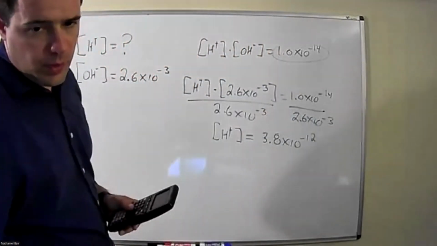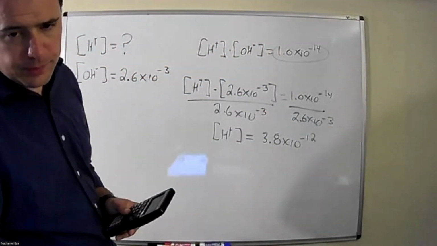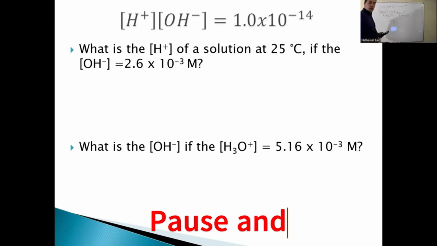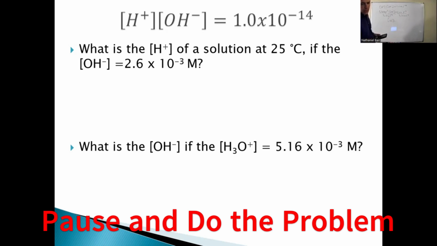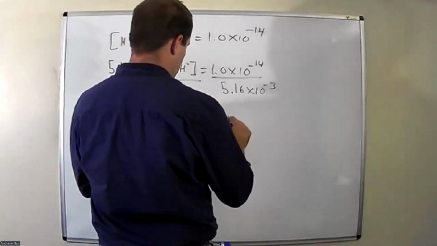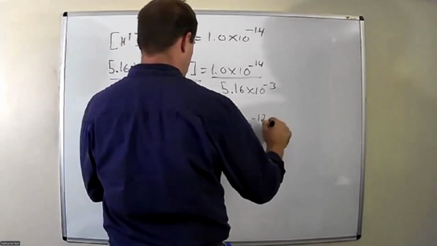Let's try one more of those. Try this next one here. What's the hydroxide ion concentration if the hydronium is 5.16 times 10 to the negative third? You should get 3 sig figs. I got 1.94 times 10 to the negative 12 molar.